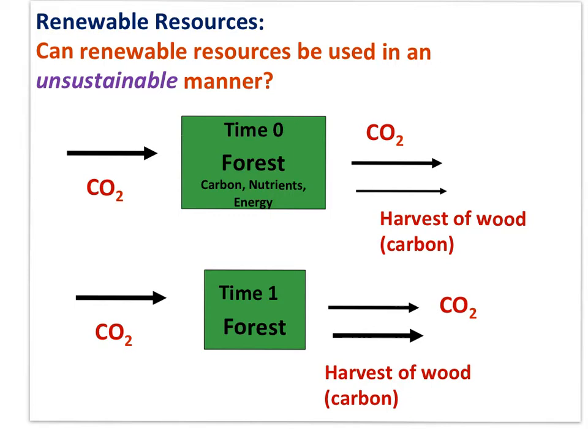In this diagram of a forest system, we can see steady-state equilibrium in the upper diagram as the photosynthetic input equals the outputs of respiration and the harvest of wood. But if the harvest of wood increases, the size of the storage will shrink. Remember, renewable resources can be used in an unsustainable manner if our management isn't careful.